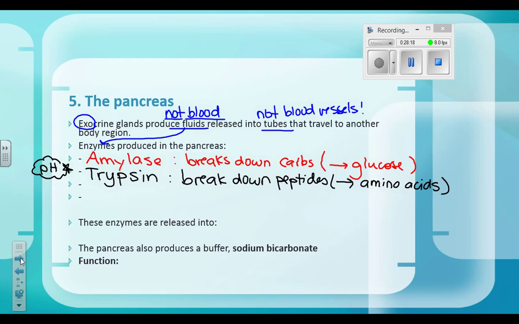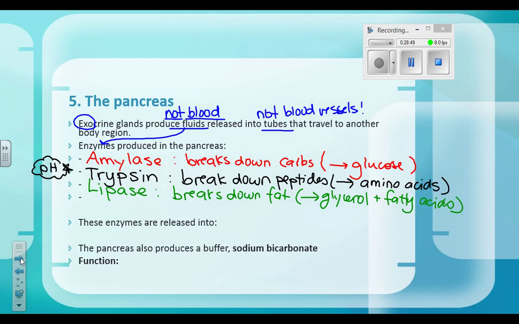The next thing that comes from your pancreas is lipase. You had some of that in your stomach as well. And so same thing would be true. Your stomach has a low pH, your intestines have a higher pH. This breaks down fat. So what do I get from fat or from lipids? I would get glycerol and fatty acids, because those are the building blocks of a lipid.